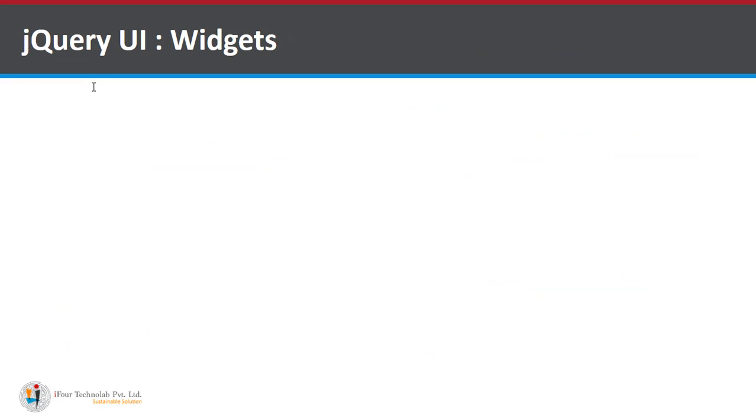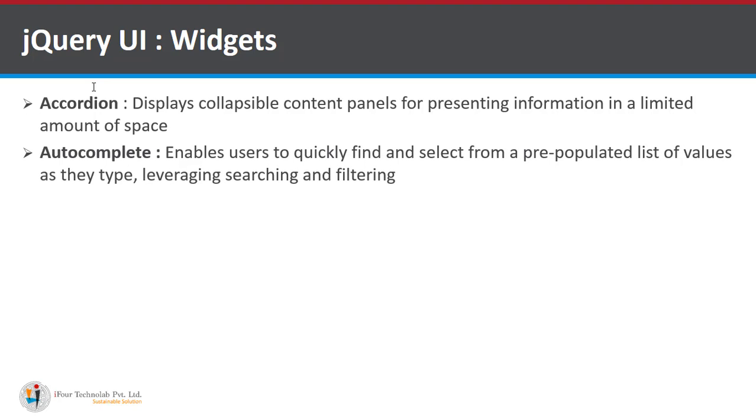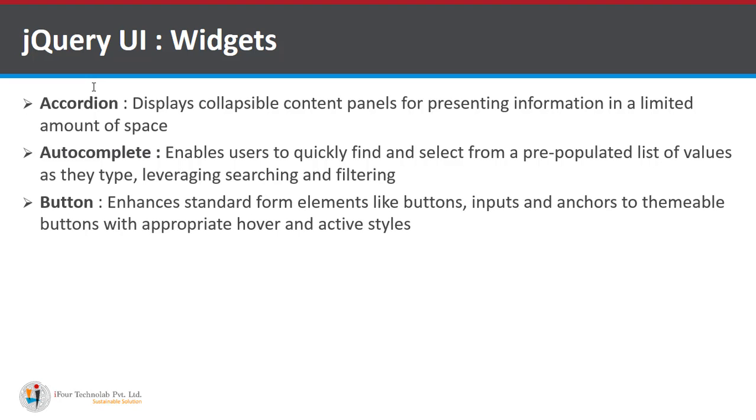Now next, move to jQuery UI widgets. Following are the jQuery UI widgets. Accordion displays customizable content panels for presenting information in a limited amount of space. Autocomplete enables users to quickly find and select from a pre-populated list of values as they type, leveraging searching and filtering. Button enhances the standard form elements like buttons, inputs and anchors to themeable buttons with appropriate hover and active styles.